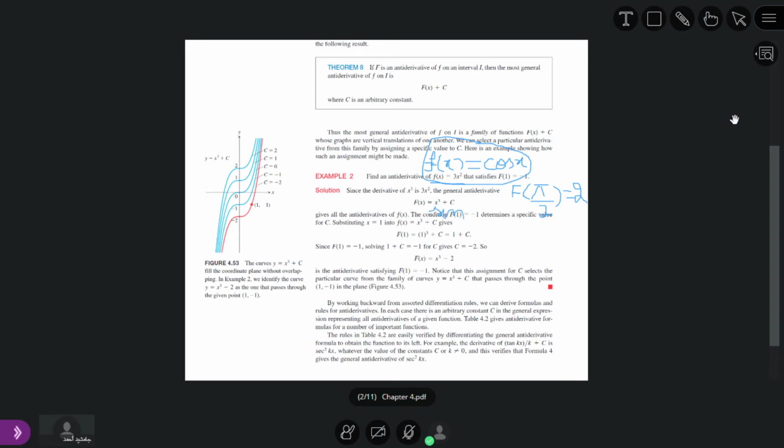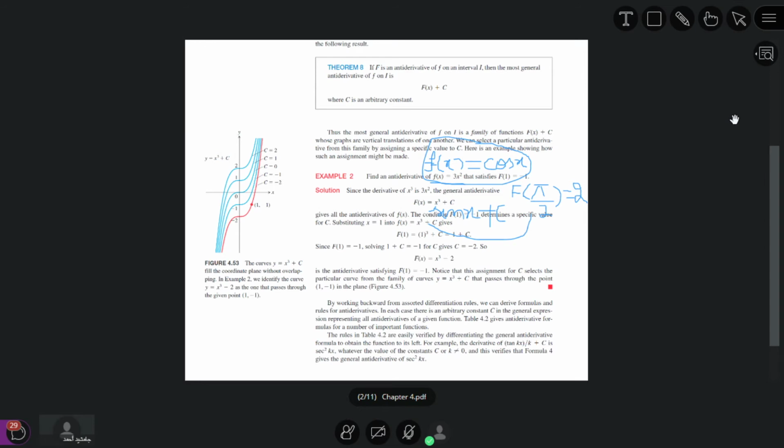Sine x plus c. Now I use this condition here: f of pi by 2 is equal to 2. So the value of c is 1. Why is it 1? Because sine pi by 2 is 1.